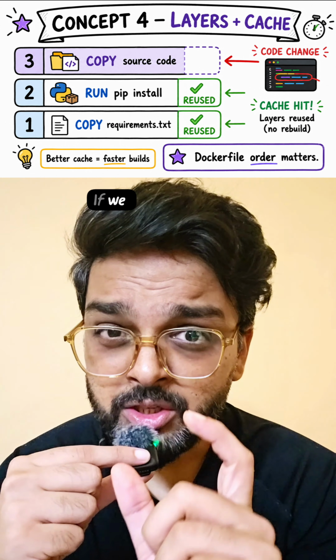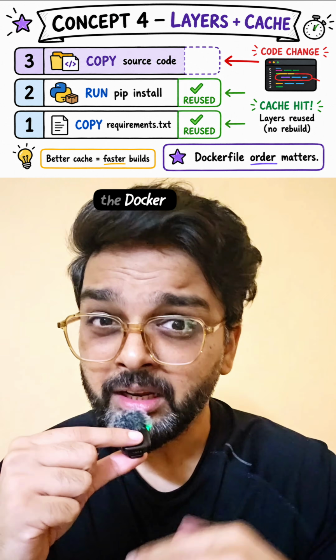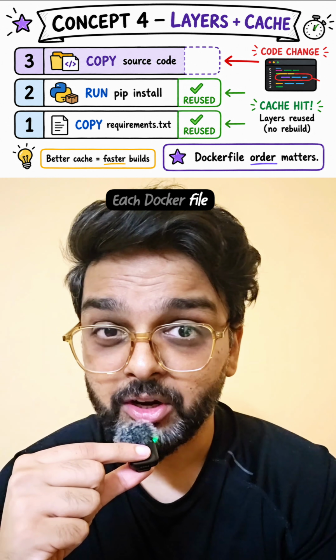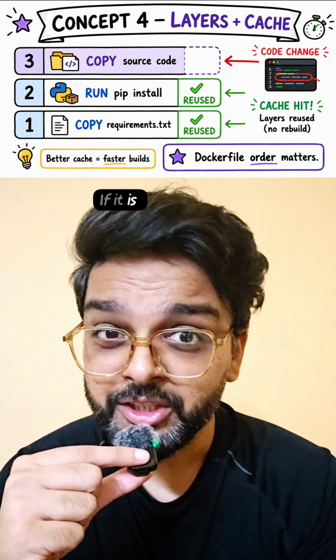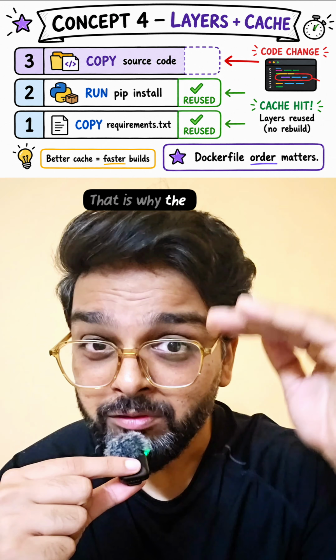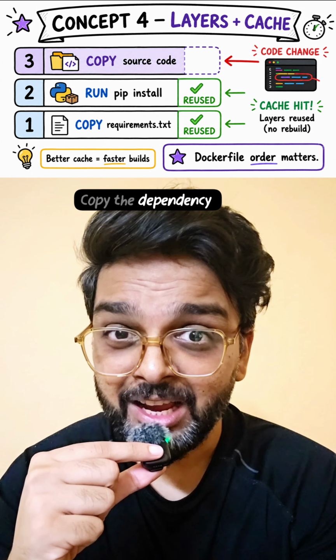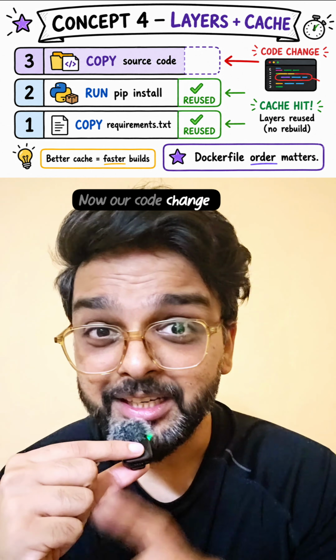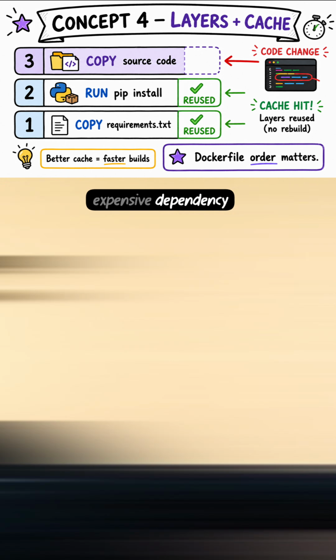Now there is another problem. If we change just one line of the code, should Docker reinstall every dependency again? No, because images are built in layers. Each Dockerfile instruction creates a reusable layer. If it is not changed, Docker reuses it from the build cache. That is why the Dockerfile order matters. Copy the dependency files first, install dependencies, then copy the frequently changing source code. Now a code change does not invalidate the expensive dependency layer.